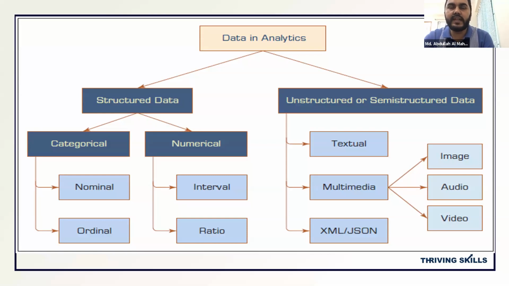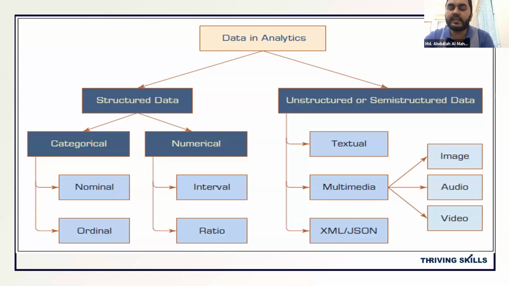As you see, in the structured data, we are categorizing it in two types. One is categorical, another is numerical. In case of categorical, we have two types: one is nominal, another is ordinal. And in case of numerical, we have interval and ratio.